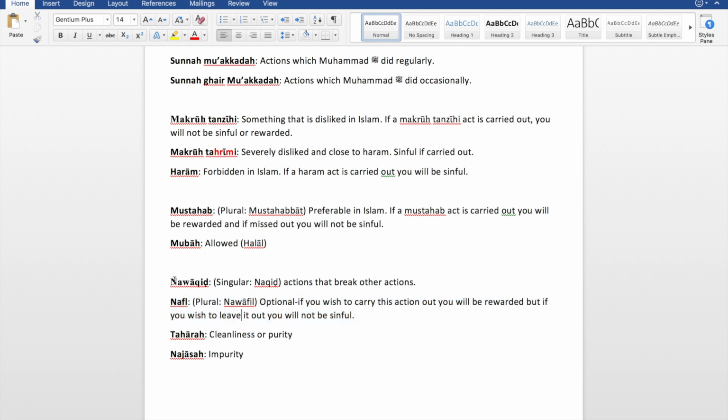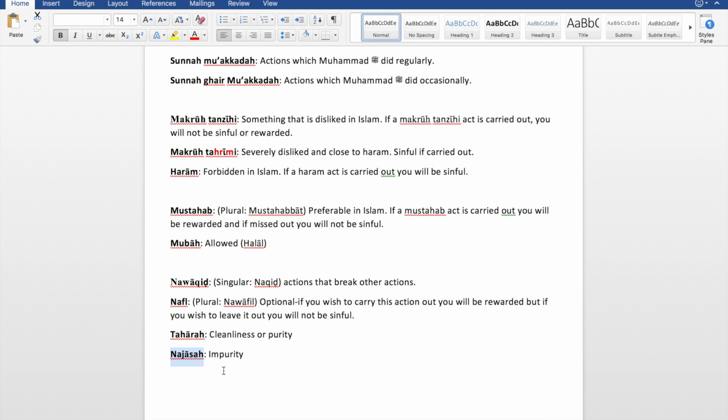Okay, so we've done nawaqid, which means actions that break other actions. We've done nafl, which means optional. And then we said tahara. So you need to know this as well. Tahara means cleanliness or purity. So at the moment in fiqh, we're learning the chapter of cleanliness and purity. So we start off by learning wudu, how to do wudu. Then we go into other things as well regarding tahara and cleanliness. And then najasa, this is going to come up later. We're going to have a whole chapter on it. Najasa means impurity. So these are the words I want you to learn and memorize.